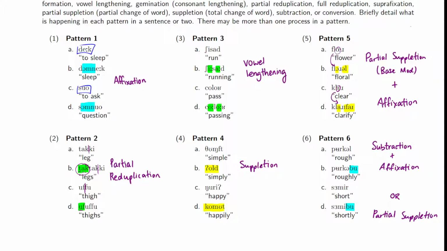Okay, and then in pattern 6, there's 2 things happening here. The final consonant is being removed, and then bu is being added. So this is a case of subtraction and then affixation. You could also consider this partial suppletion with just the data provided.